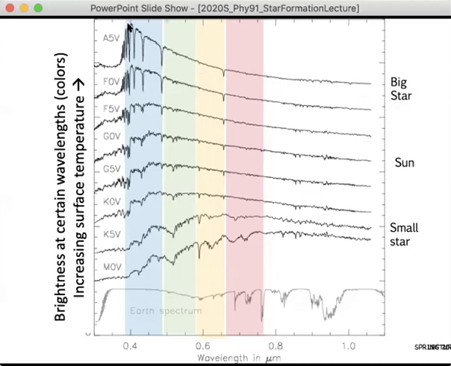You can see that it emits lots of blue light. It peaks way out here, and then it goes down and gets very dim. Versus for smaller stars, it rises and it peaks over here in the red, and then starts to go down a little bit. So smaller stars tend to appear red, and big stars tend to appear blue, just because the kind of light that it's emitting is changing depending on whether it's a big star, a star like the sun, or a small star.